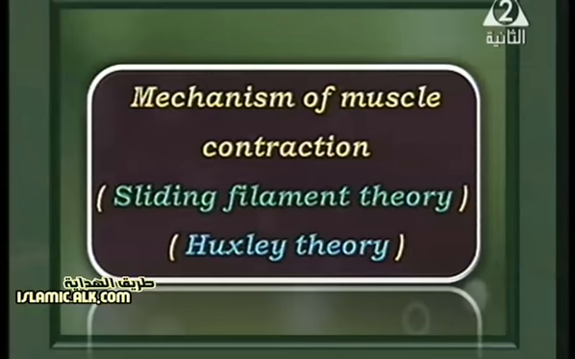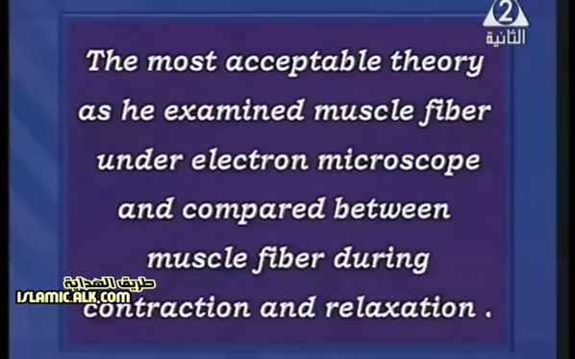Well, let's close with it. We have an introduction about the Huxley information. He said, or most scientists said, it's the most acceptable theory. What did he do? He examined muscle fiber under an electron microscope, and he compared the muscle fiber during contraction and relaxation. He made a large comparison between contraction and relaxation of the muscle fiber, but under an electron microscope.